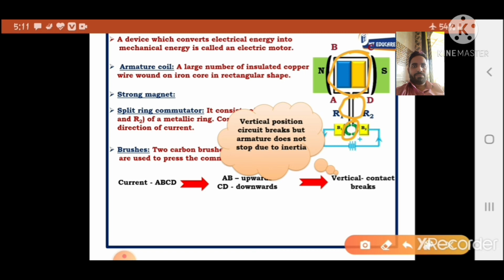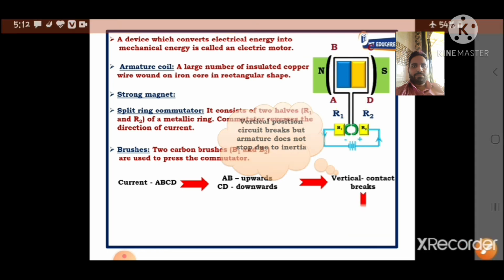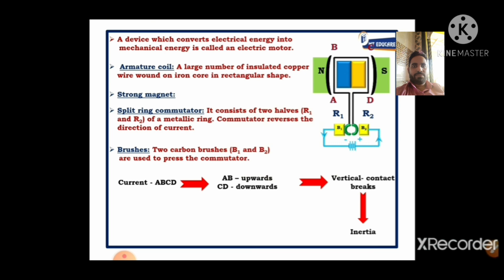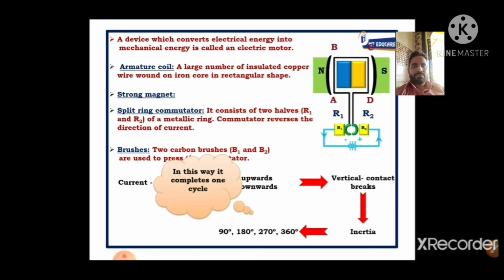जैसे एग्जांपल आपका पंखा, fan of your house, when you cut the power of the fan, then also the fan rotates for some time and then it comes to a stop, rest position. Why? Because of inertia. वैसे coil भी घूमता रहेगा और जैसे current बंद हुआ फिर भी coil घूमेगा. Okay, because of inertia. So vertical contact breaks at this position. Next it will continue to rotate because of inertia and it will complete all the angles.